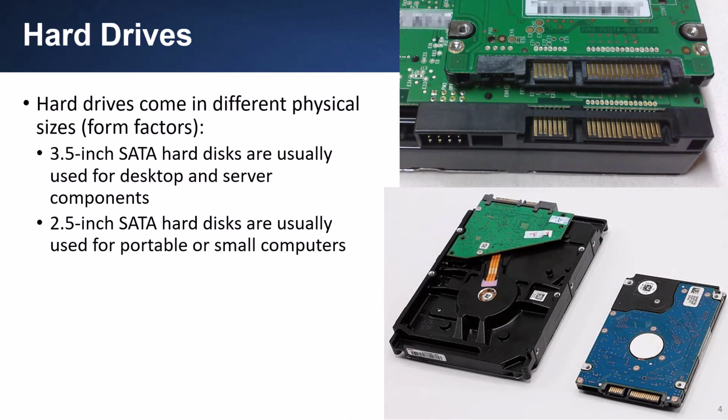Hard drives come in different physical sizes or form factors. 3.5-inch SATA hard drives are usually used for desktop and server components, while 2.5-inch SATA hard disks are usually used for portable or small computers.